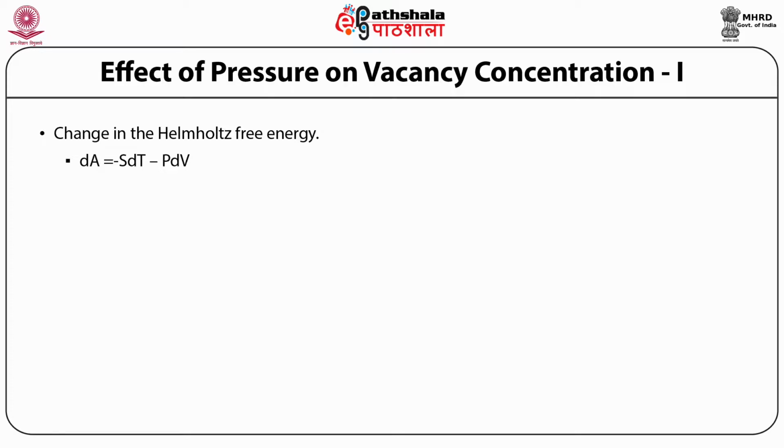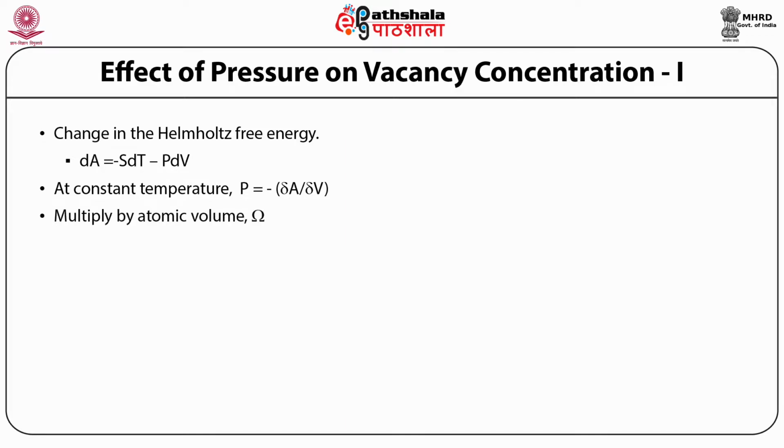We have already discussed in the introduction that in the previous modules we discussed the driving force for sintering, and we have seen that it varies with 2 gamma by r. But on the physical level, an additional vacancy gradient is set up due to the applied pressure between the grain boundary and the neck. So when we talk about this, the change in the Helmholtz free energy is given as dA equal to minus S dT minus P dV. At a constant pressure, this becomes P is equal to minus delta A by delta V.